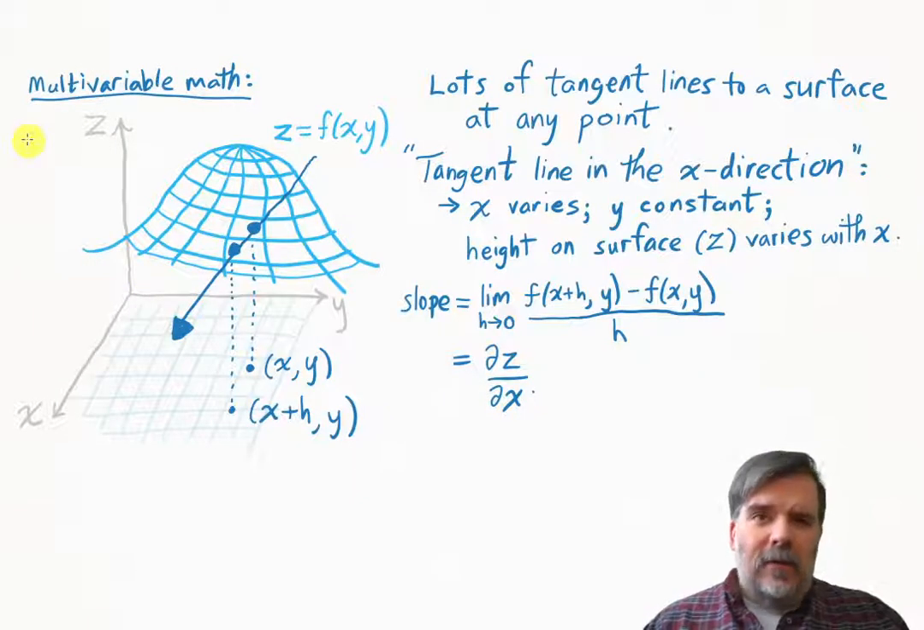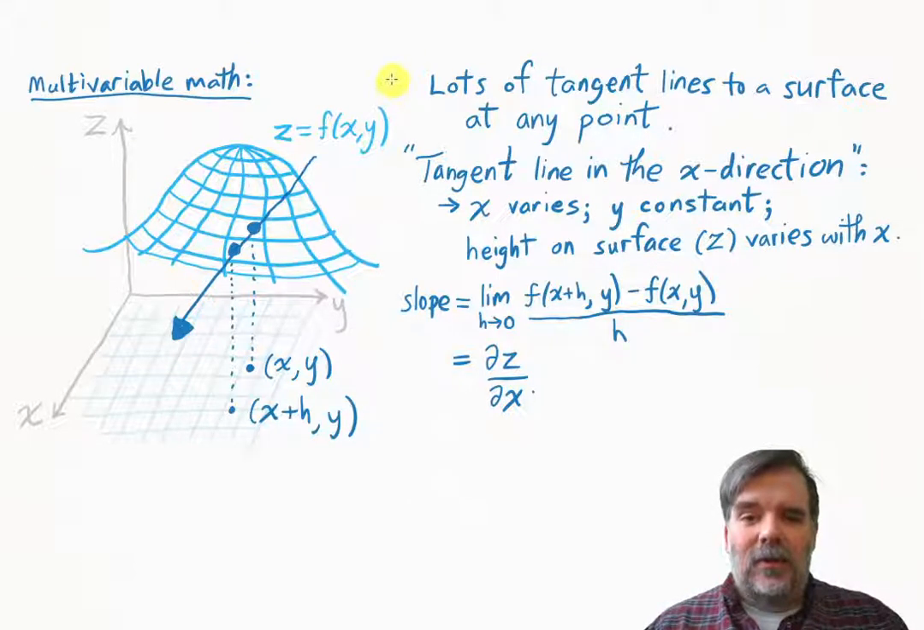Now, in multivariable mathematics, there's actually lots of tangent lines to a surface at any given point. Right? If you choose, say, a point right here, there might be a tangent line going along the x direction or going along the y direction, or all sorts of directions in between. Let's focus on one of these possible tangent lines, the tangent line in the x direction.